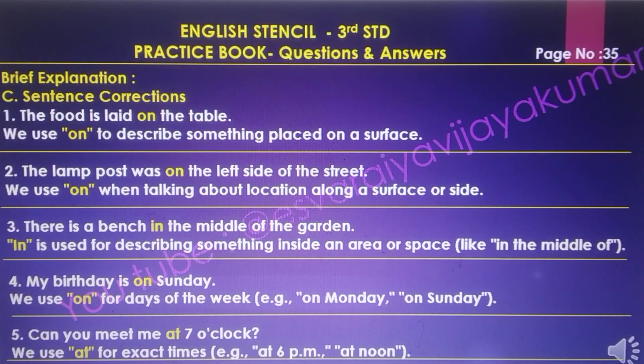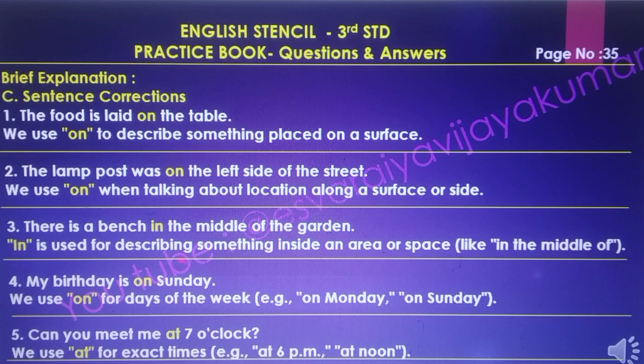The food is laid on the table. We use "on" to describe something placed on a surface. The lamp post was on the left side of the street. We use "on" when talking about locations along a surface or side. There is a bench in the middle of the garden.